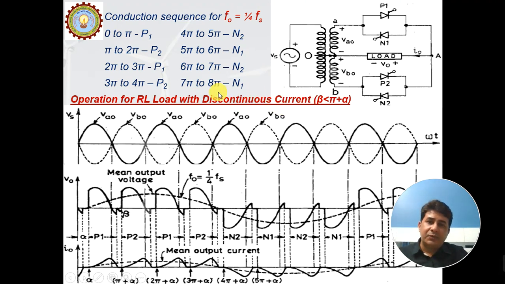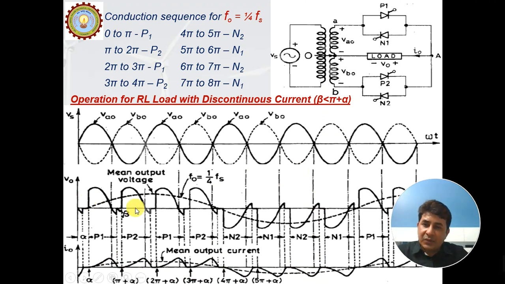Whether the current will be discontinuous or continuous depends upon the value of beta and the value of alpha. This is exactly what we learned in phase controlled rectifiers: if beta is less than pi plus alpha, the output current is going to be discontinuous. This is the output current. Whereas if we keep the value of beta greater than pi plus alpha, then we'll get the output current as continuous. So there would be two cases only.